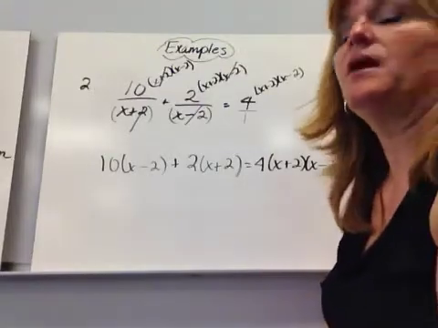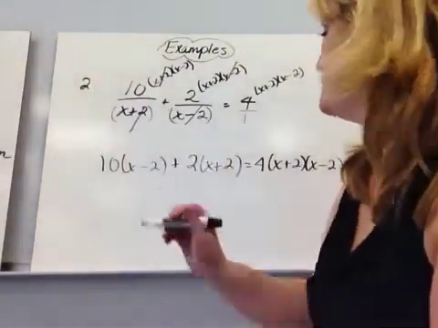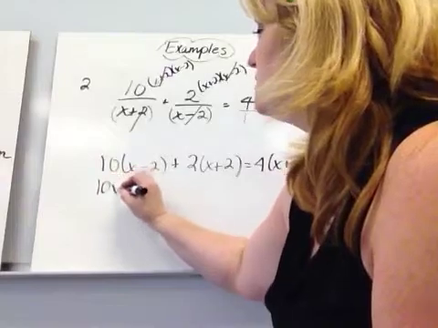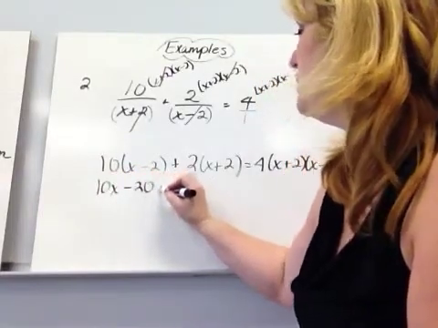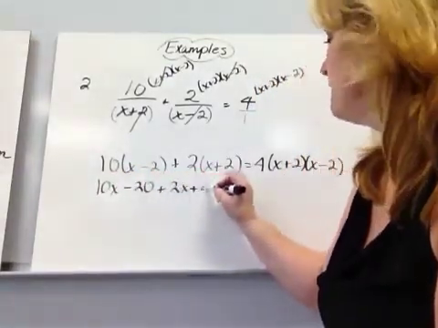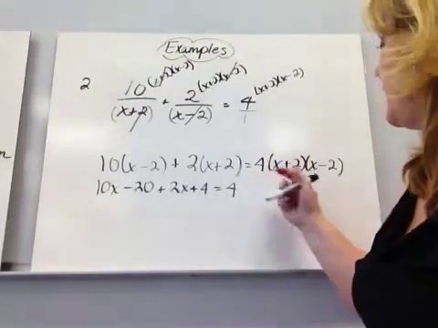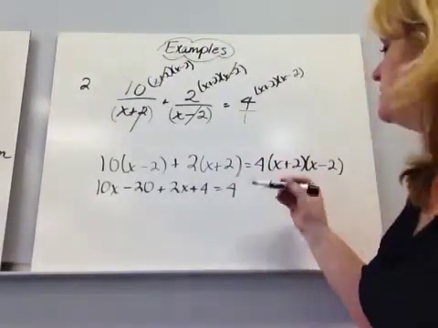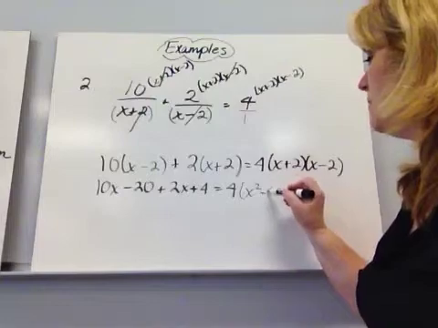All right? Now this side we can start simplifying if we can. So I got 10x minus 20 plus 2x plus 4 equals 4 times, and I know this is front seat, back seat, so that's going to be x squared minus 4. Remember, the middle goes away.